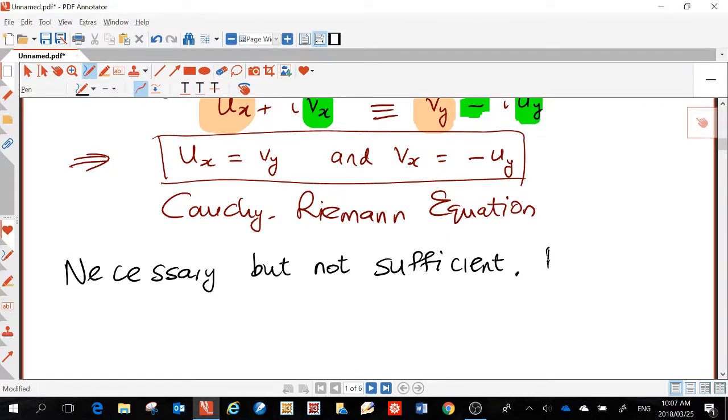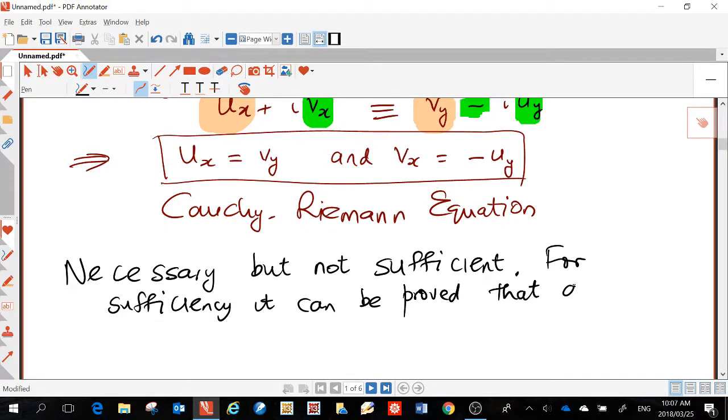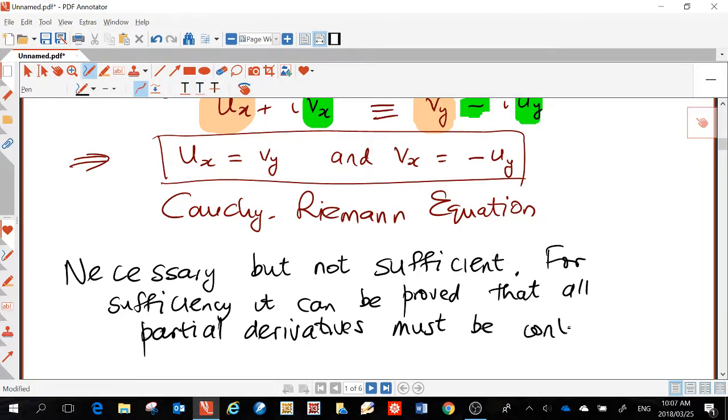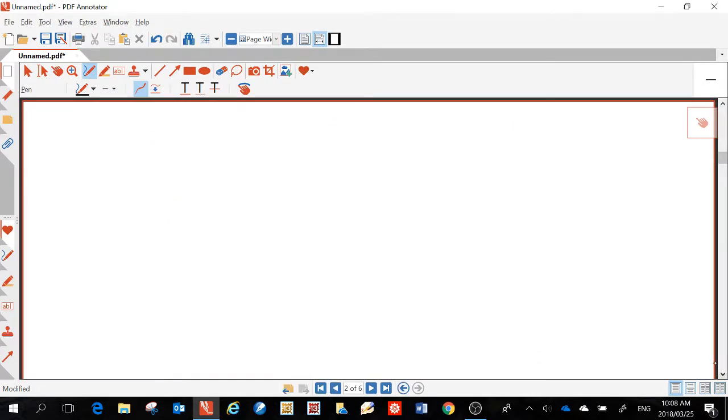So for sufficiency, it can be proved, and we're not going to go into the details of this, that all the partial derivatives must be continuous. So now, if you have continuous partial derivatives, then this is a necessary and sufficient condition for differentiability: ux equal to vy and vx equal to minus uy, and all partial derivatives are continuous. That means the function is necessarily differentiable, and if it's differentiable, it will satisfy the Cauchy-Riemann equations.